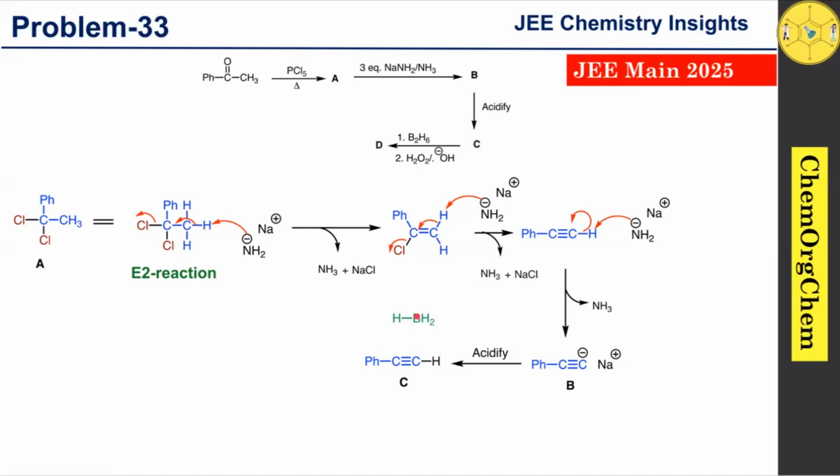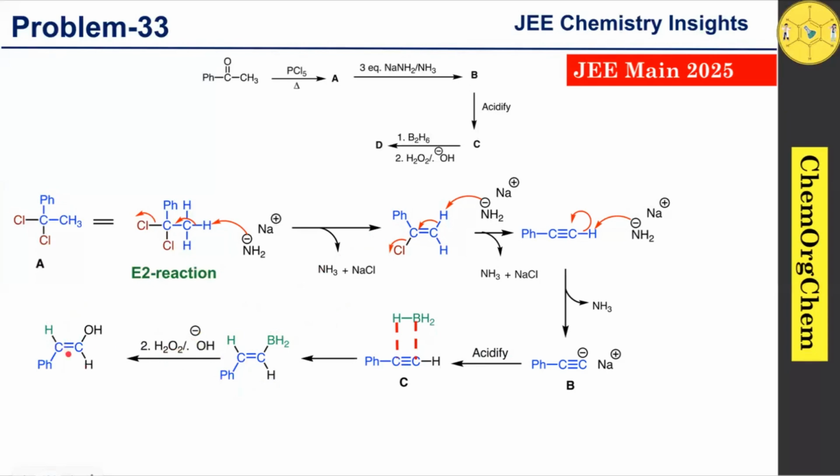As per the anti-Markovnikov rule, the hydrogen atom is going to add to the more substituted carbon, while the BH2 unit is going to add to the least substituted carbon. This carbon is the least substituted carbon, therefore the BH2 unit adds to this carbon, and hydrogen adds to this carbon. This results in the generation of this particular intermediate, and when this intermediate reacts with hydrogen peroxide in the presence of base, it produces the respective alcohol as an intermediate.